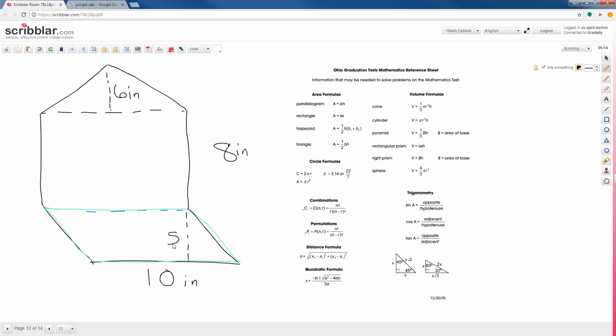So if the bottom shape is a parallelogram, what's the area of this green parallelogram at the bottom? 50. Area of a parallelogram was base times height, so 5 times 10 is 50.